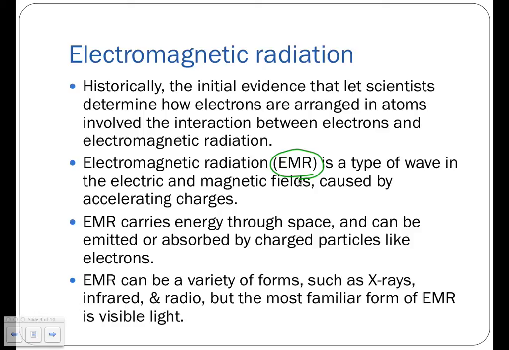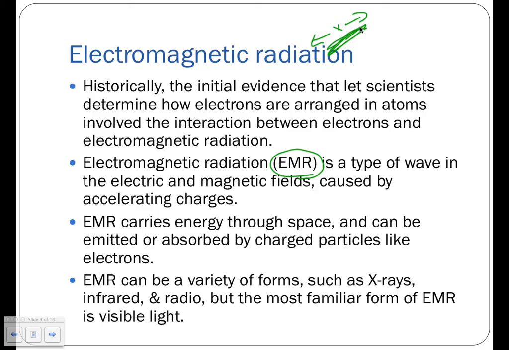Electromagnetic radiation is a type of wave in the electric and magnetic fields. It's caused by accelerating charges. Anytime you have a positive or a negative charge that starts accelerating, most commonly caused by them vibrating back and forth like this, that will result in a wave in the electric field and a wave in the magnetic field. And those two waves combined are electromagnetic radiation.